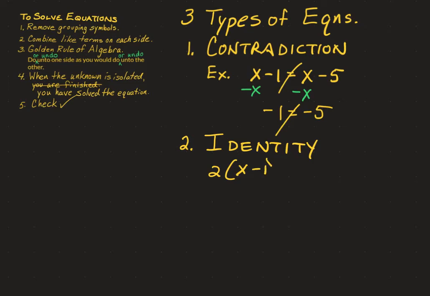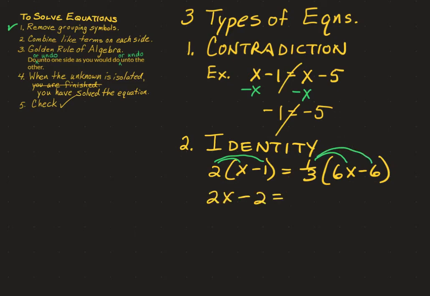Okay, so let's write an equation here. 1/3 times 6x minus 6 on the right-hand side, and 2 times the quantity x minus 1 on the left-hand side. That does not look like the same. However, if you go through your steps of solution, remove grouping symbols. Well, to do that, we're going to distribute. That was our first step up here, remember? Okay, and we're going to distribute here also. That will give us 2x minus 2 equals 1/3 times 6x is 2x, and 1/3 times negative 6 is negative 2. Look at that. It's the same thing on each side.